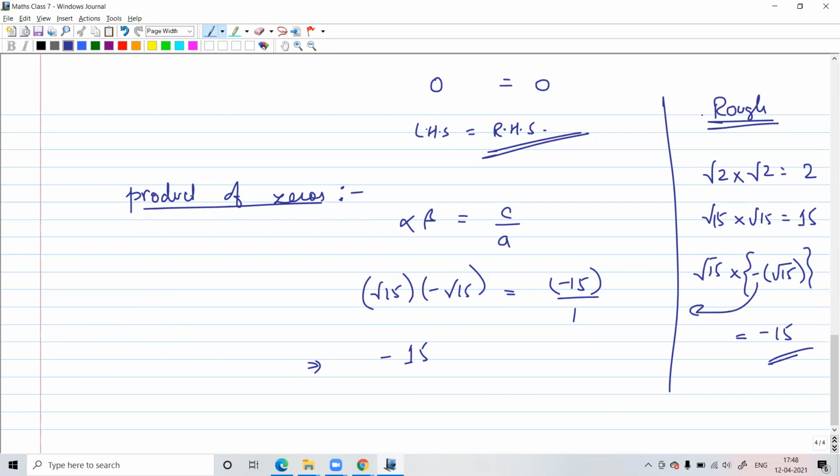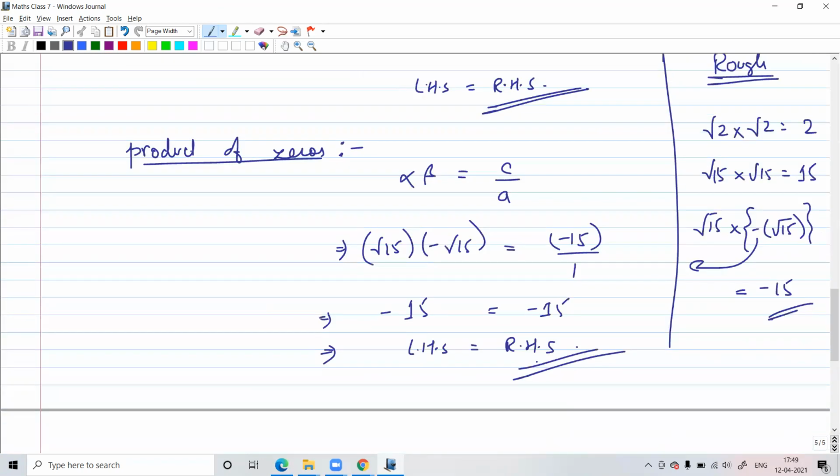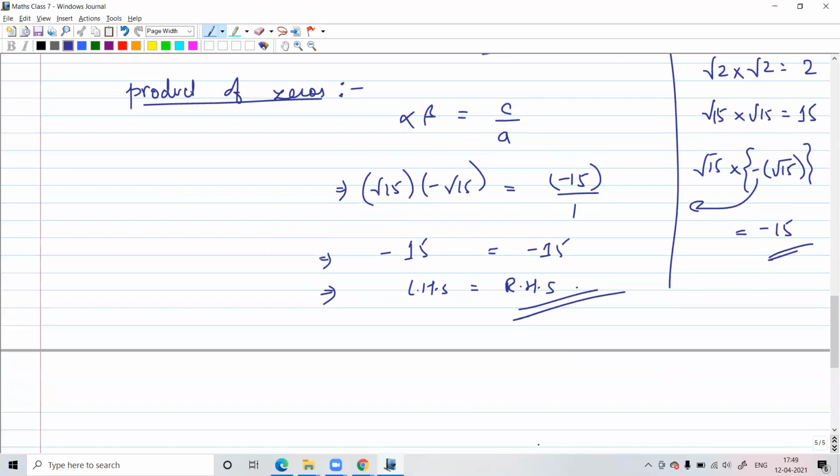Fine. So left hand side is minus 15 and right hand side is also minus 15. So LHS is equal to RHS. So we have verified that also. It's clear? Confirm? Okay. Next question.